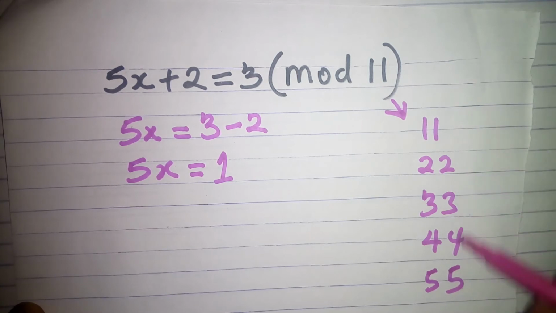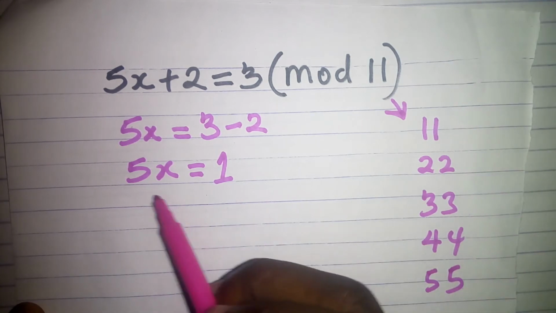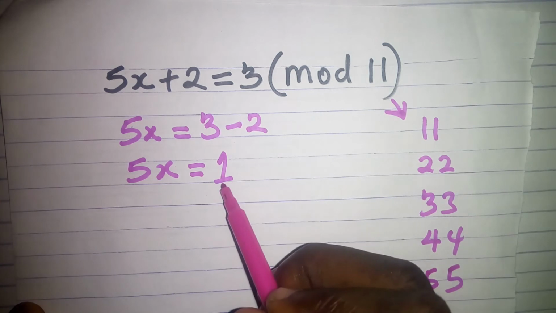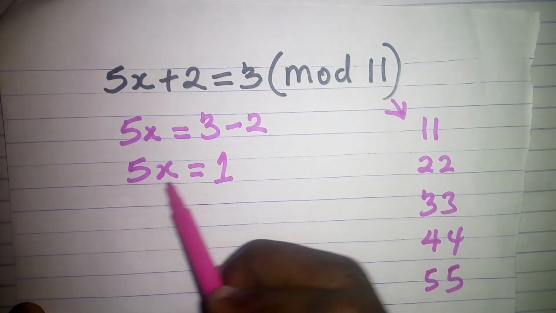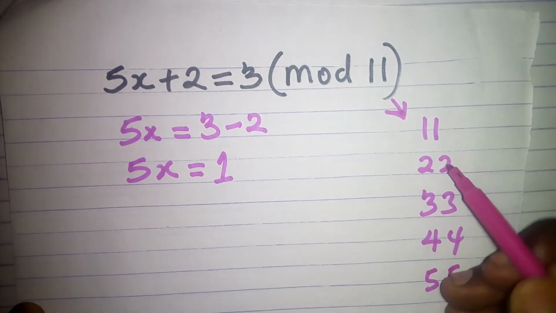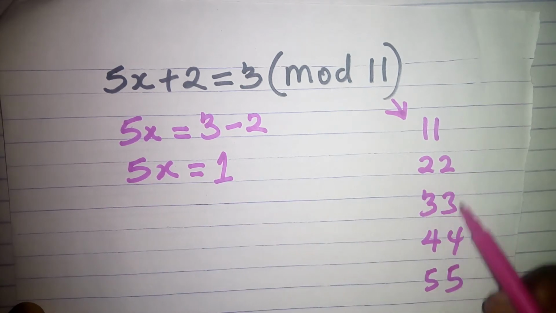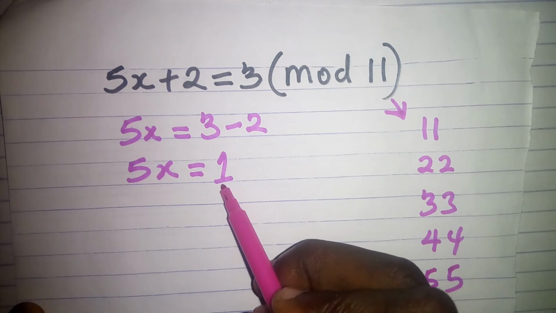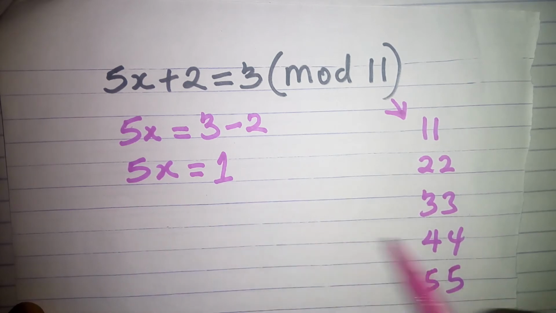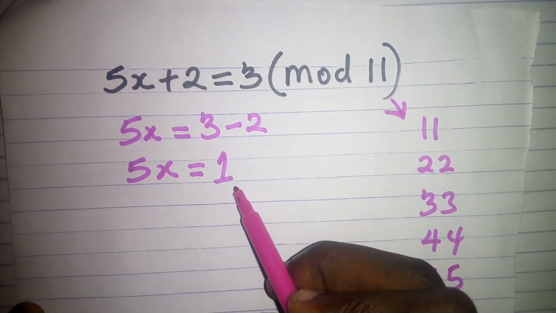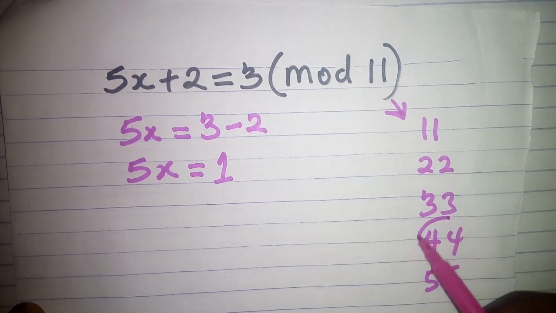And you check the one you can add to 1 to make it divisible by 5. If I add 11 to 1, I get 12. Still 5 cannot divide that 12. If I add 22 to 1, I get 23. Still 5 cannot divide 23. If I add 33 to 1, I get 34. Still 5 cannot divide that 34. If I add 44 to 1, I get 45. Okay, I think this is the winner.